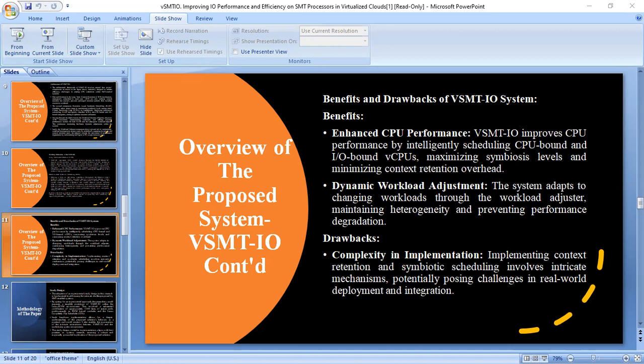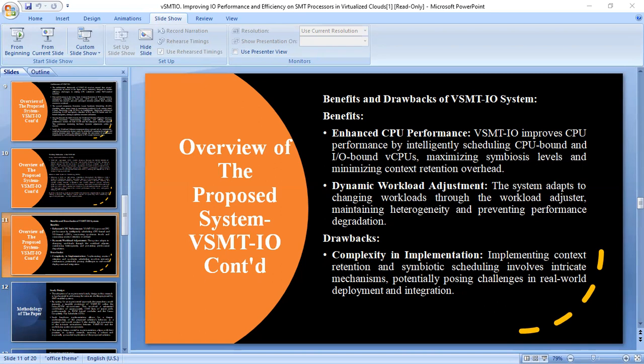Impact on energy efficiency. Exploring the energy efficiency implications of VSMT raises the question, how does VSMT influence the energy efficiency of SMT-enabled systems? And what are the potential environmental impacts? And the other two, security implications and user experience considerations.